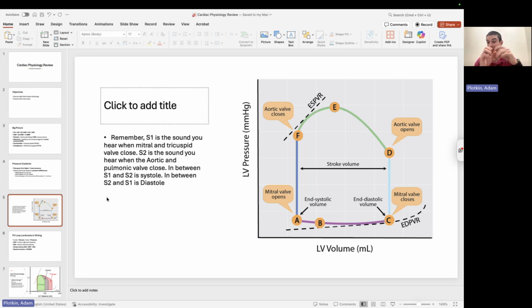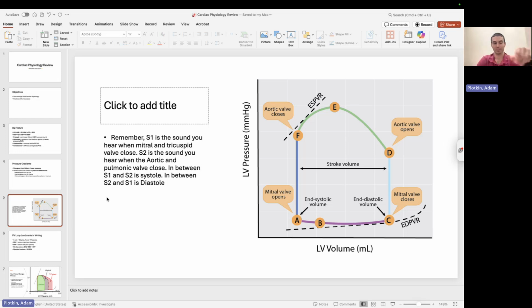So let me say it again. Between S1 and S2, that is my systole, ejection. Between S2 and S1, that is my diastole. And remember, I told you we spend 2/3 of the time in diastole, 1/3 of the time in systole. So between S1 and S2, it happens pretty quick. But between S2 and S1, there's a little bit more time when you're auscultating the heart.